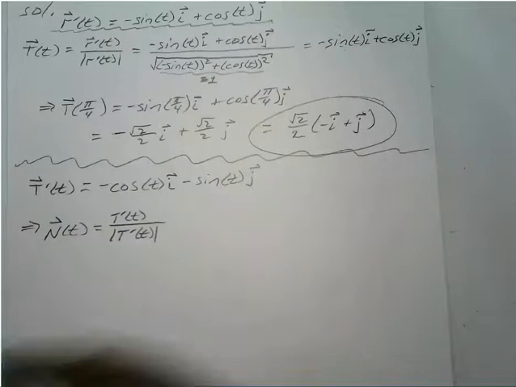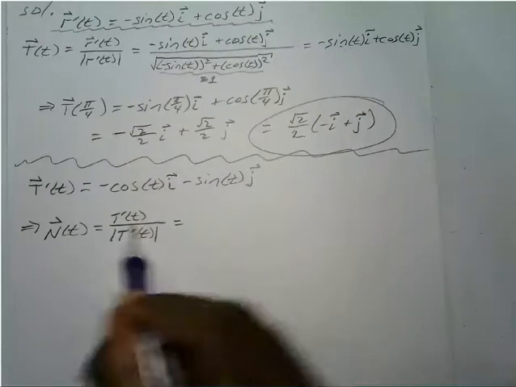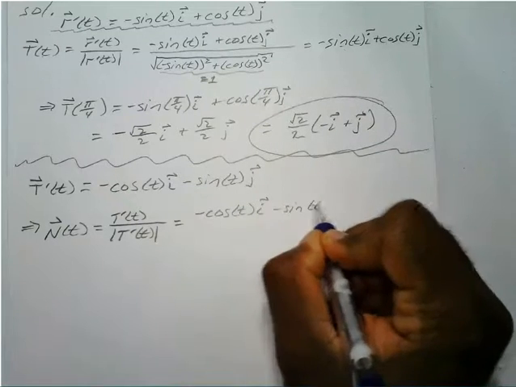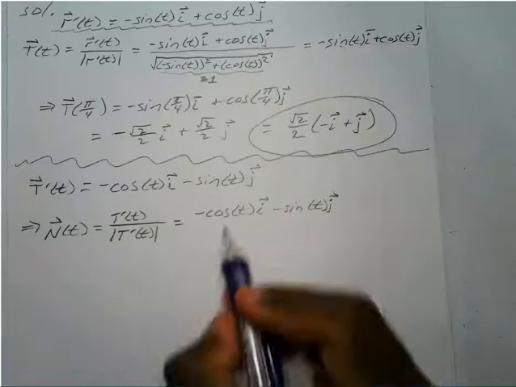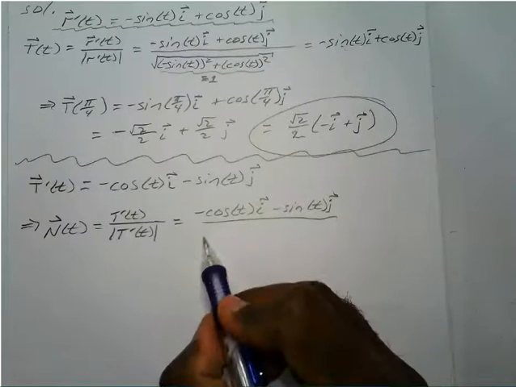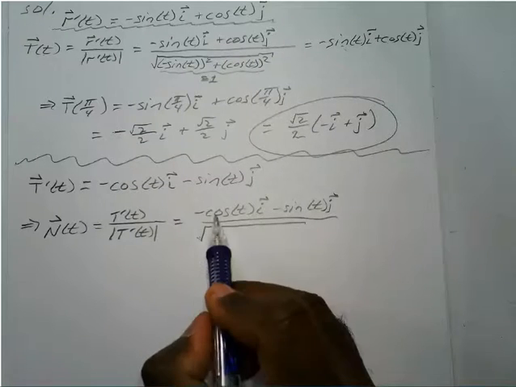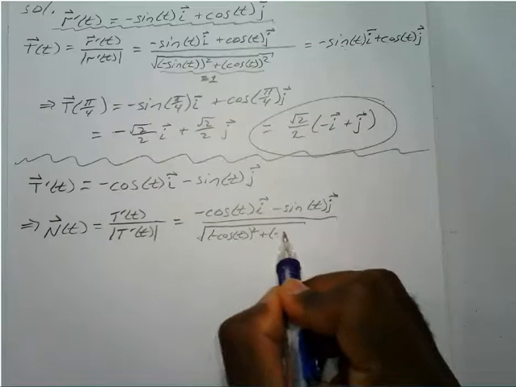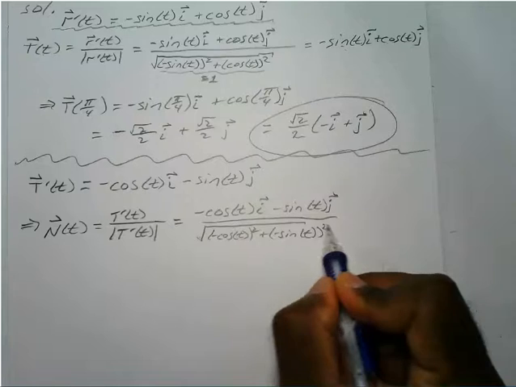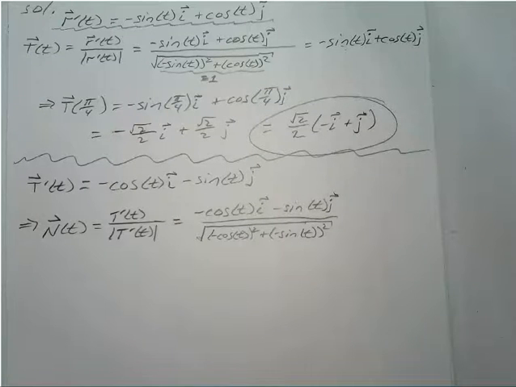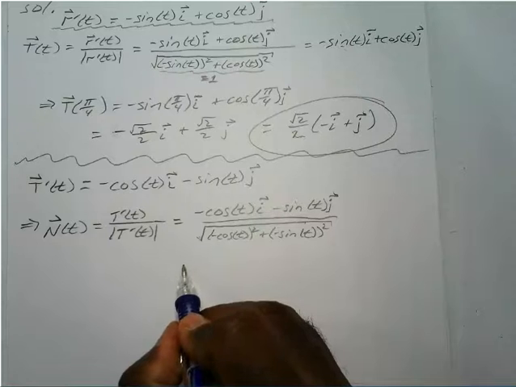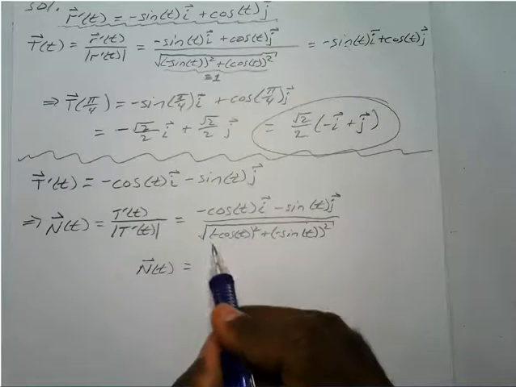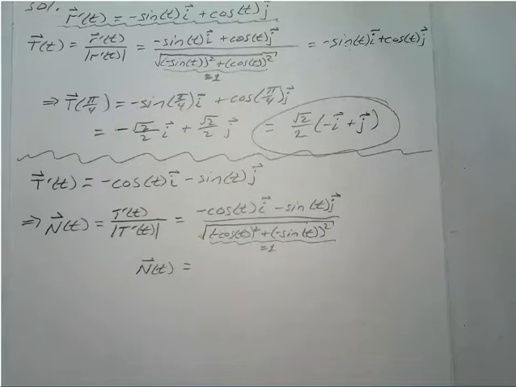Okay, so that is equal to our T prime, negative cosine of t times the i vector minus sine of t times the j vector, all over the square root of negative cosine of t squared plus negative sine of t squared. So that's actually equal to the square root of cosine squared plus sine squared, which again is equal to 1.